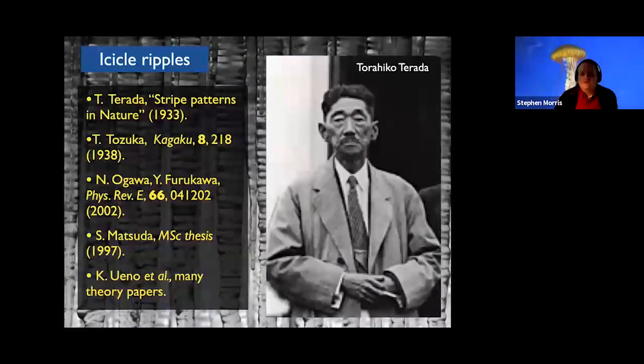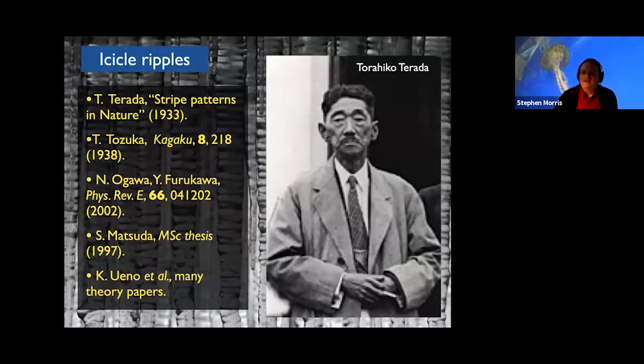The icicle ripples have a strange and long history. They were first discussed by the famous Japanese physicist Torahiko Terada in a paper way back in 1933. This is a kind of popular article called Stripe Patterns in Nature, and it's the founding article for pattern formation in Japan. Unfortunately, it's never been translated into English.